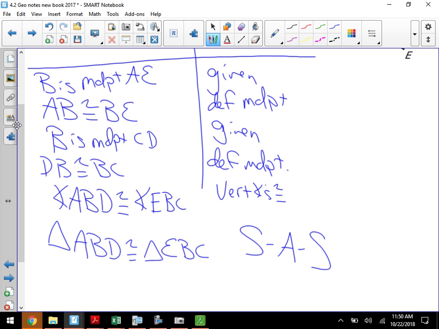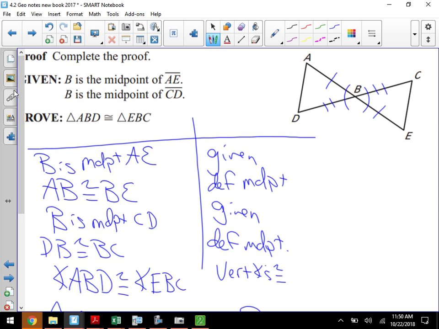Now, if you go through here, think about it, there's 8 out of the 12. Vertical angles. Isn't vertical angles a picture on your progression sheet? Okay. So there's 10 out of 12.